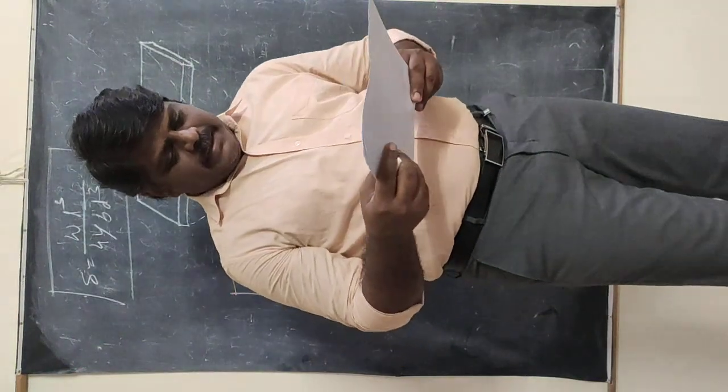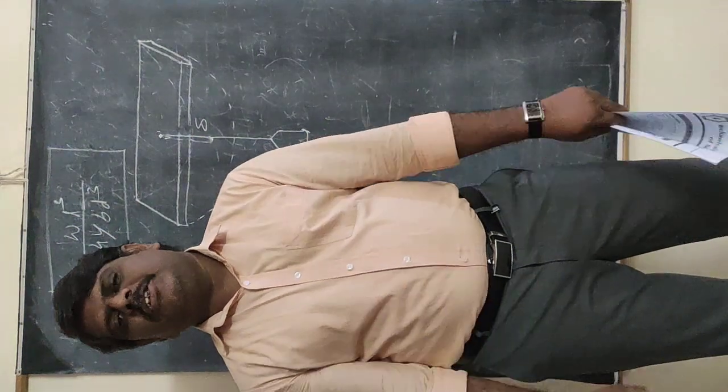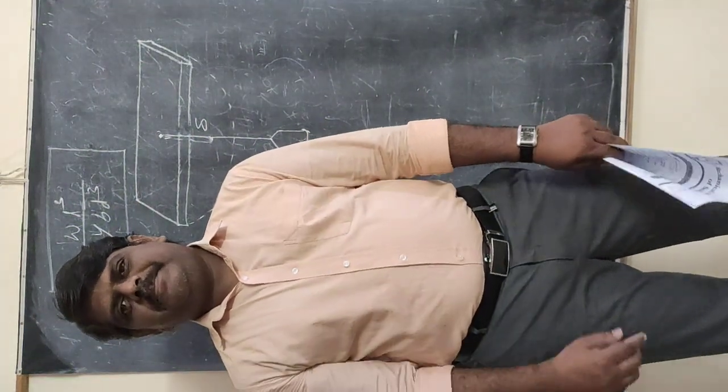So which option is correct here? The third option is correct. The depression is proportional to 1 by Y. Let's go for the next problem.